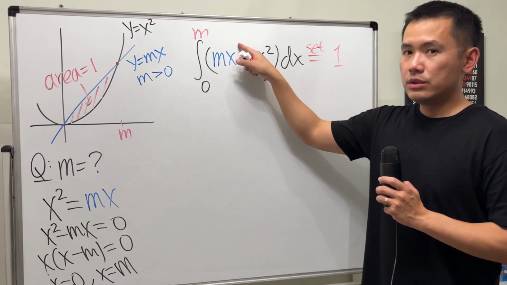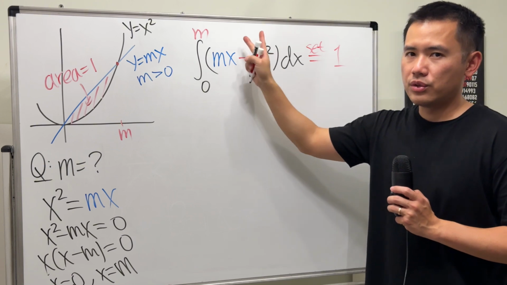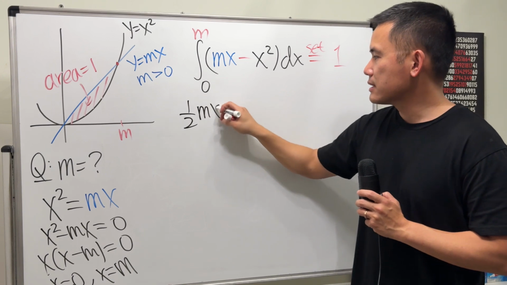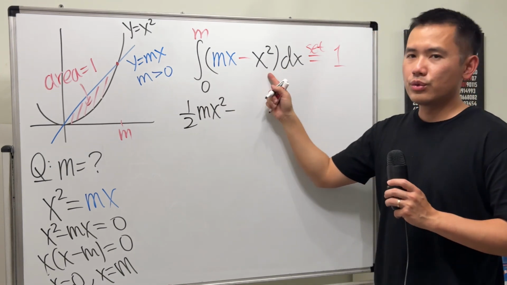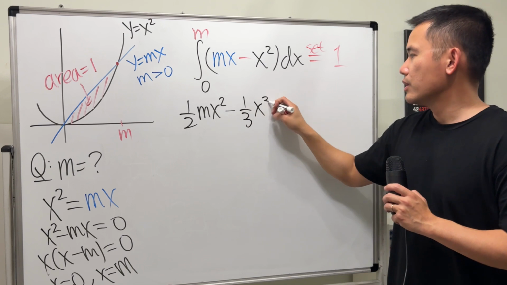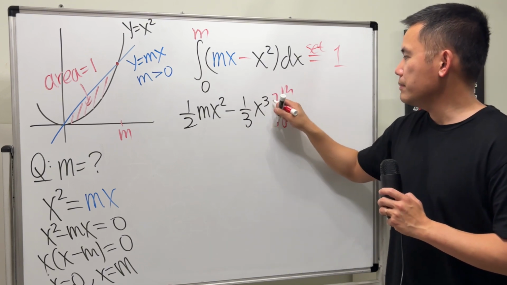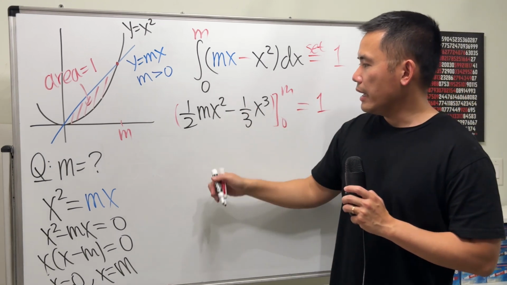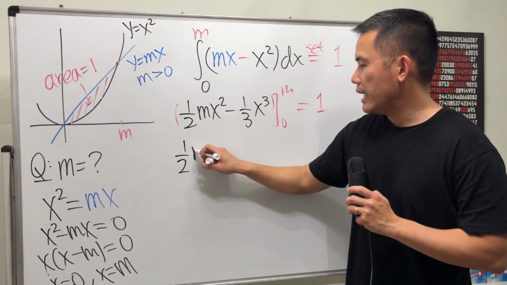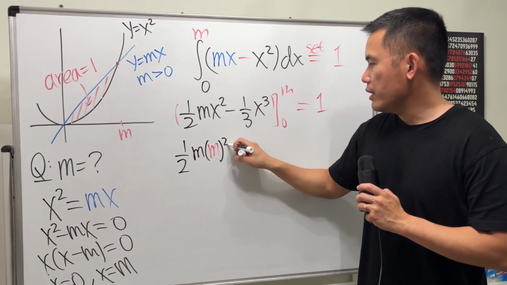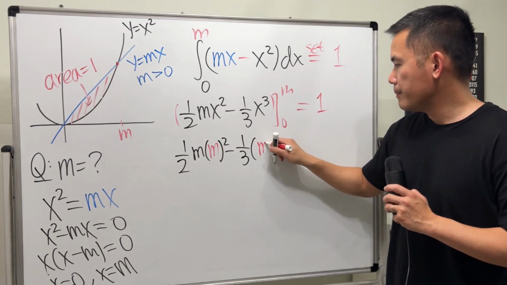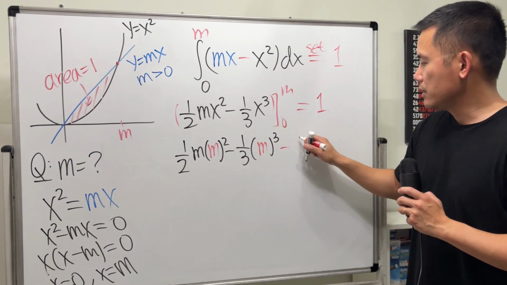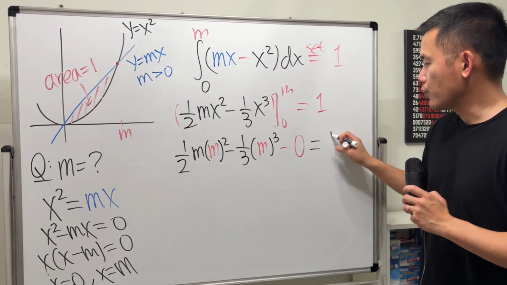Integrating mx, this is to the first power. Add 1 to it, you get 2, divided by the new power, we get, let's write it as 1/2 mx squared. And then minus integral of this is 1/3 x cubed. And then we are going from 0 to m. And remember, we are going to set this equal to 1. Now plugging in m, this is just 1/2 m times m squared minus 1/3 m cubed. Plugging in 0, both will be equal to 0, so let me just indicate that with minus 0, doesn't really matter, and that's equal to 1.